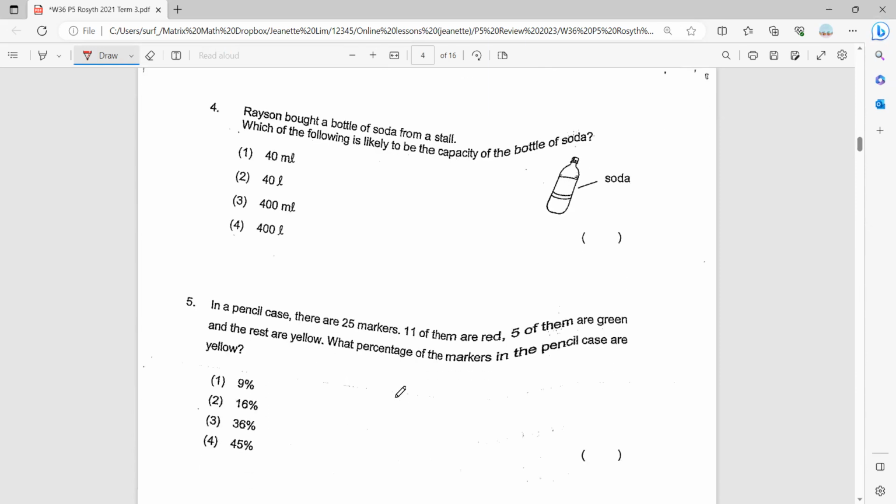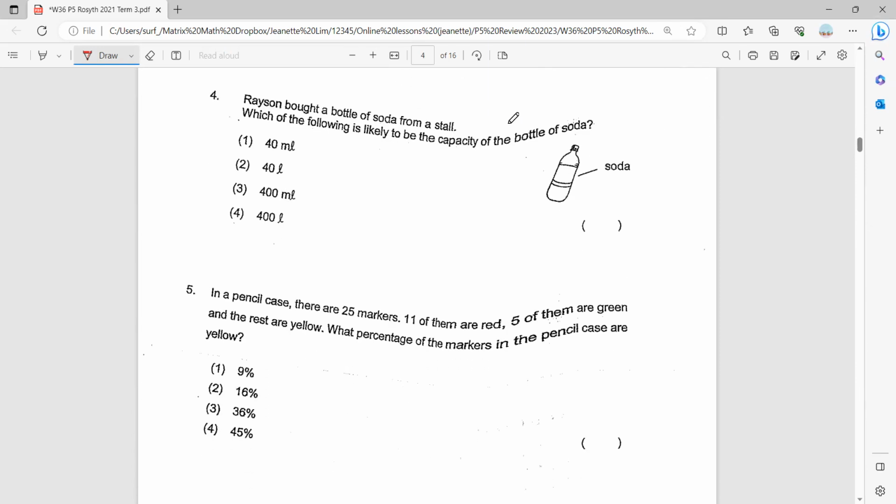Question 4. Raisin bought a bottle of soda from a stall. Which of the following is likely the capacity of the bottle of soda? Now, you know, you buy a bottle of water, right? The big one, 1.5 liters, that is not the usual mineral water. I mean, like a Coke. Yeah, that's about 500 ml. So the closest is 40 ml. Sorry, I mean 400, not 40. 400. Definitely not 400 liters.